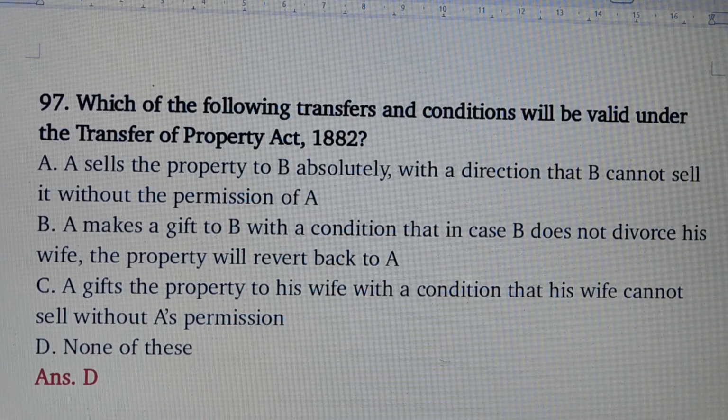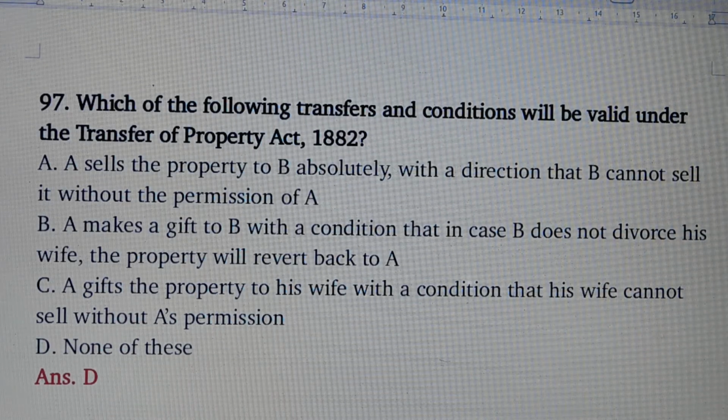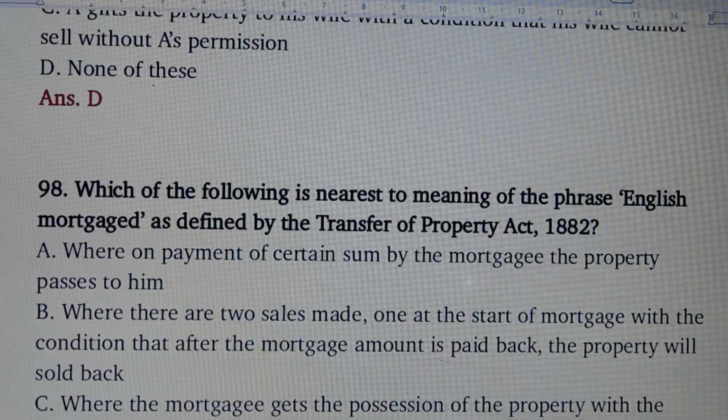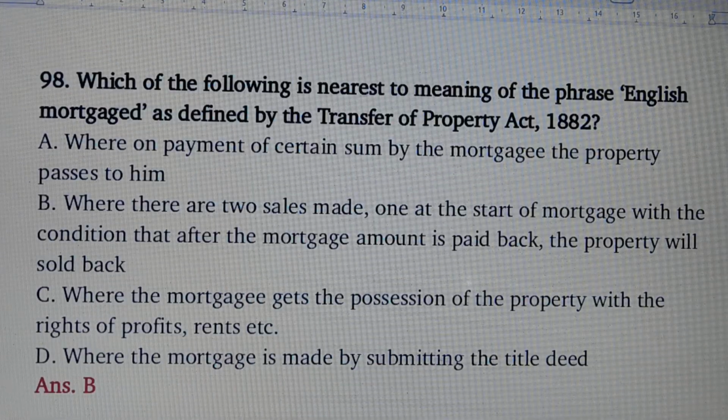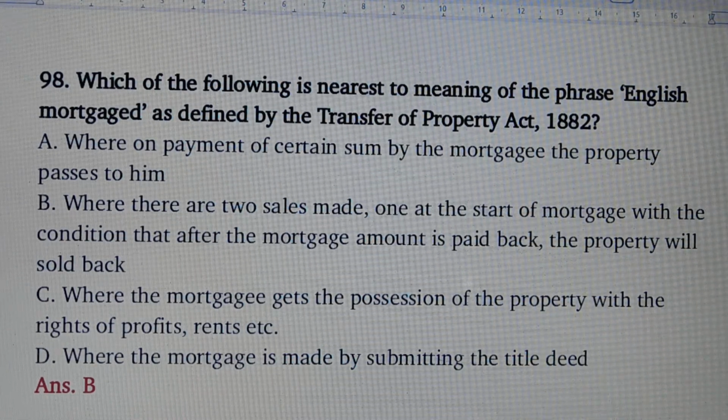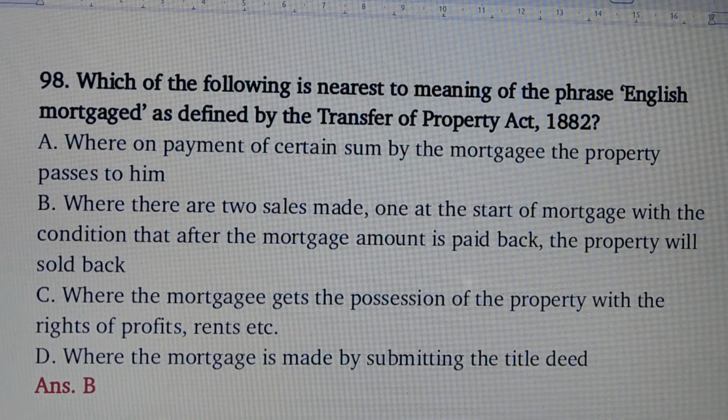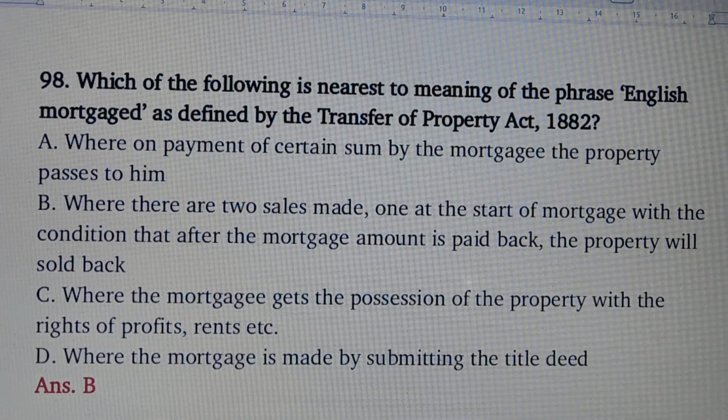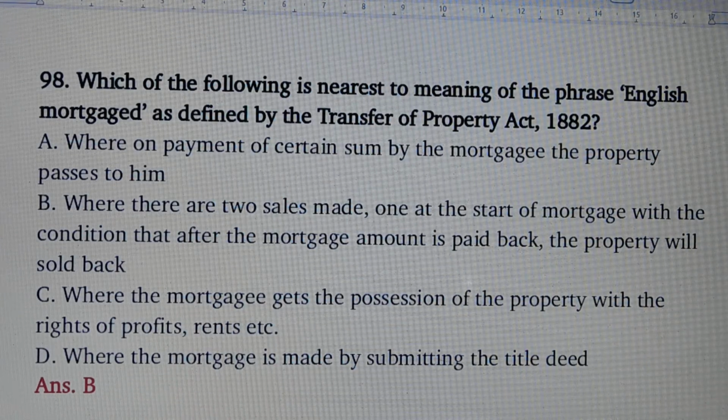Question number 97. Which of the following transfers and conditions will be valid under the Transfer of Property Act? Answer is option number D. None of these. Question number 98. Which of the following is nearest to meaning of the phrase English mortgage as defined by the Transfer of Property Act? Answer is option number B. Where there are two sales made, one at the start of mortgage with the conditions that after the mortgage amount is paid back, the property will be sold back.